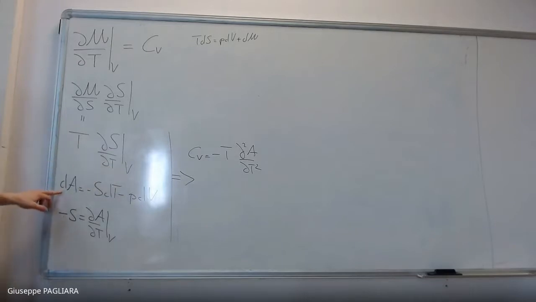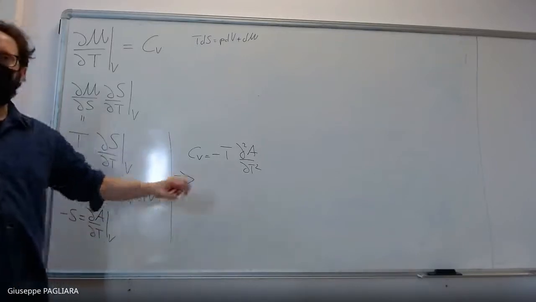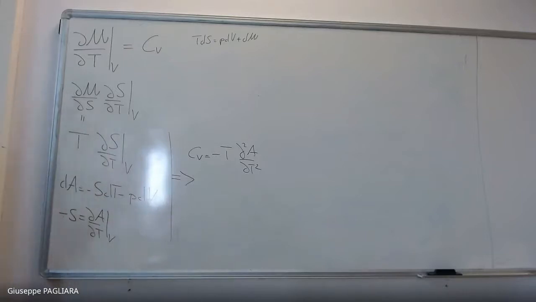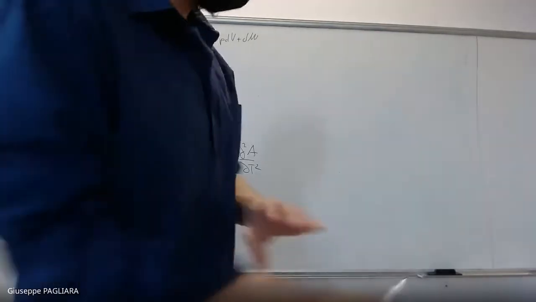Then I remember that dA is minus S dT minus P dV. Therefore, minus the entropy is the derivative of A with respect to temperature at fixed volume. Then if I derive S with respect to T, I get the second derivative of A with respect to T at fixed volume, for which I get the result. That is the definition of the heat capacity. So I have to fix just the volume, not the entropy. Sorry. Okay, good.